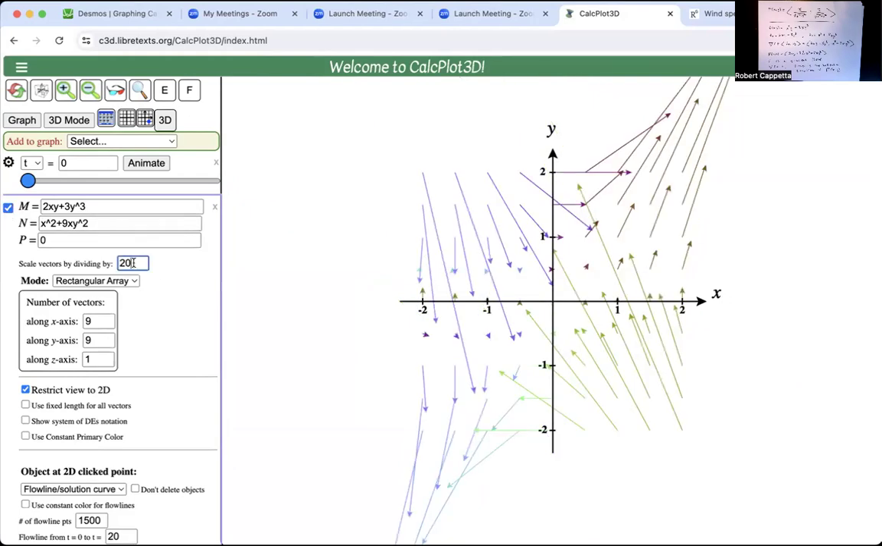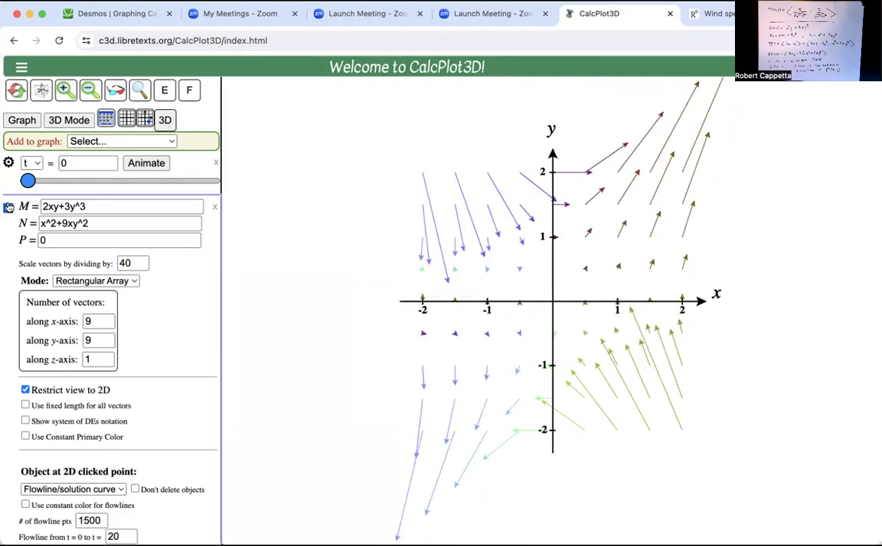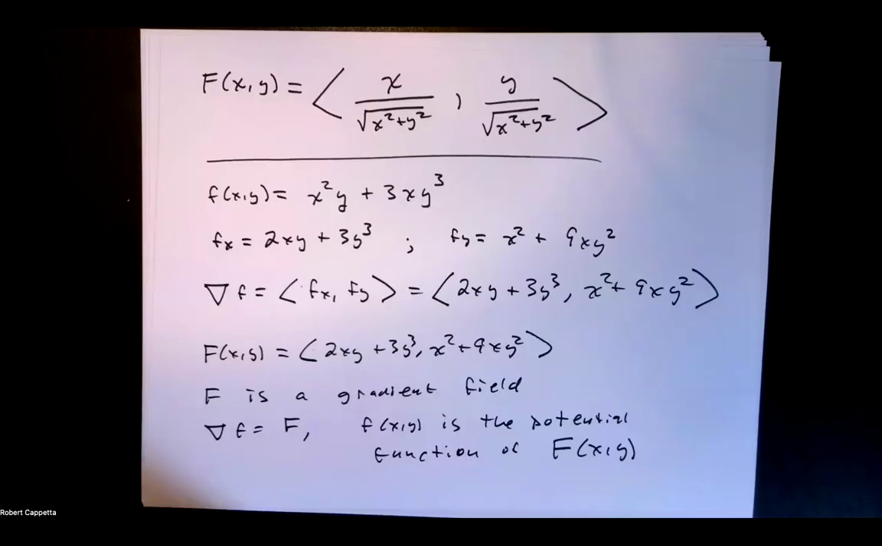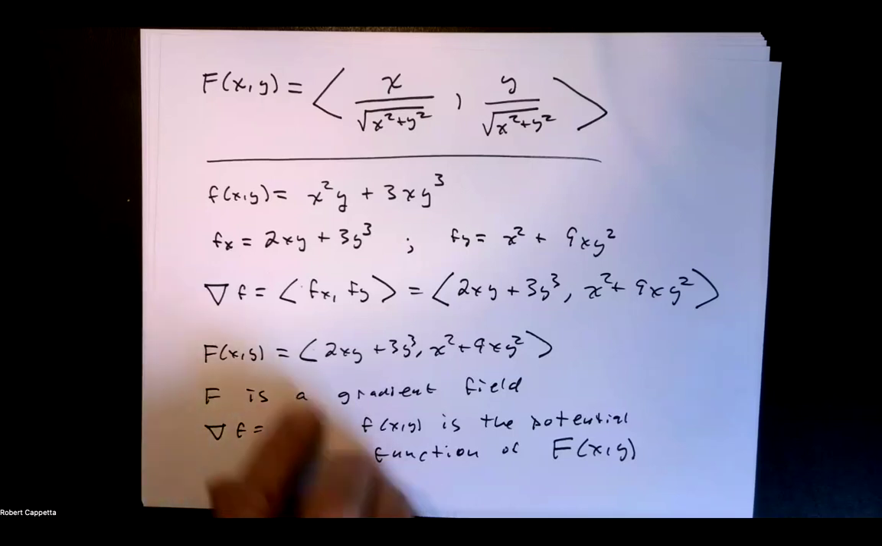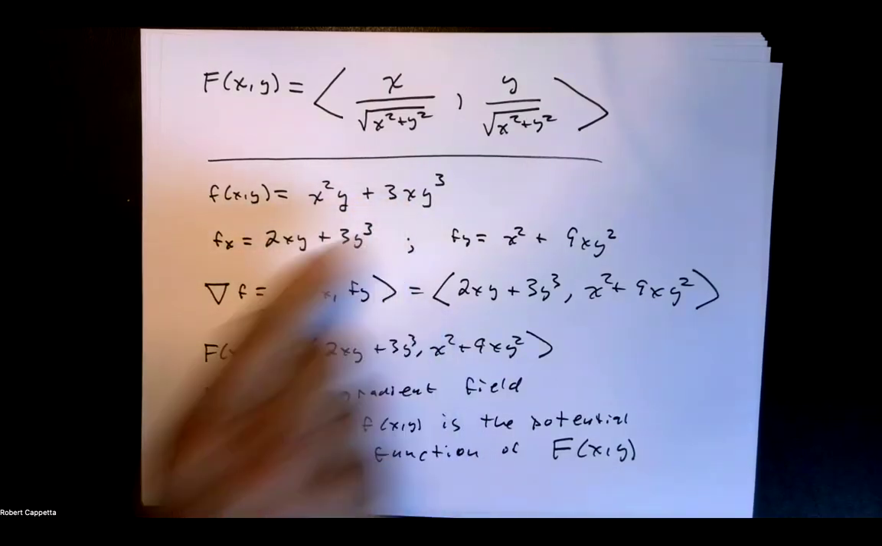Maybe a little bit better. Let's even go to 40. And you get an idea where things are headed. Heading in this way, out that way, in this way, out that way for that vector field. That is a gradient field. And again, its potential function was little f of xy, which was x squared y plus 3xy cubed.